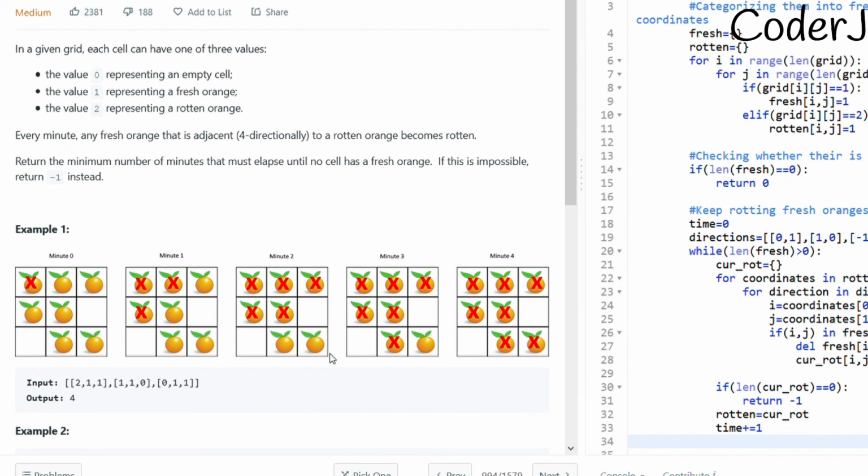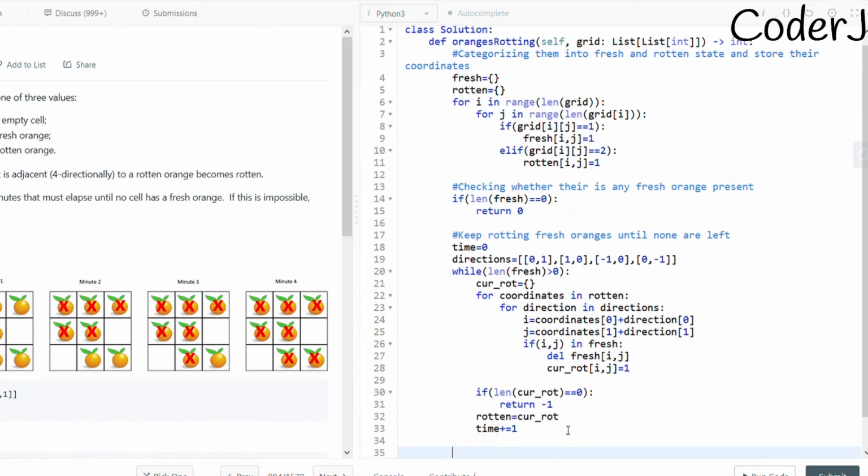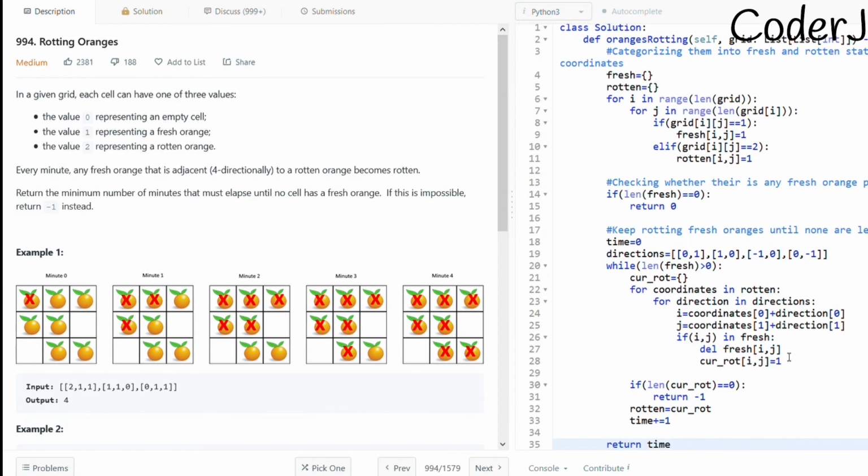So I simply remove them from my rotten state, and make my rotten equal to rot, which means the freshly, newly turned rotten oranges are now my new rotten dictionary, because the new changes will be made by these. So rotten equals rot, time plus equals 1. Even if I just add my rot to my rotten, then I'm actually slowing my code, so there's no need for that. I'll just do rotten equals rot, done with that. And at the end, I'll just return my time. Yeah, I think that is my code.